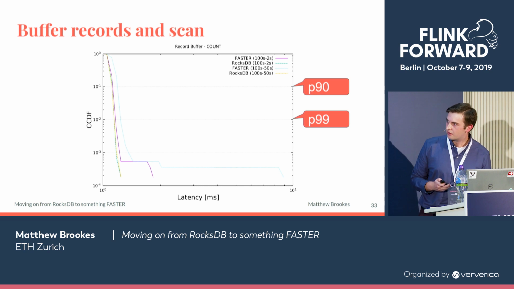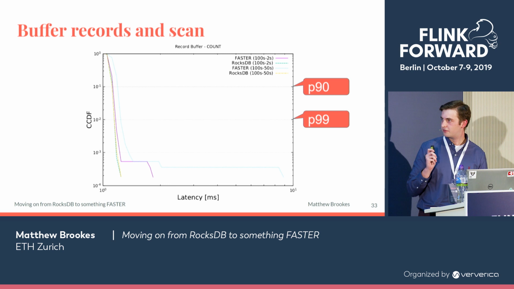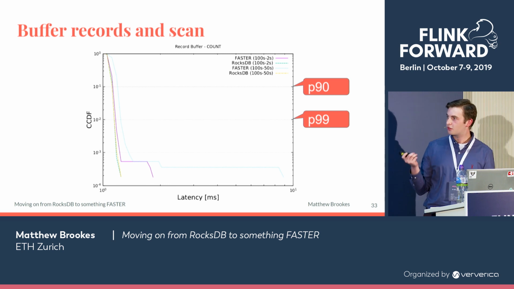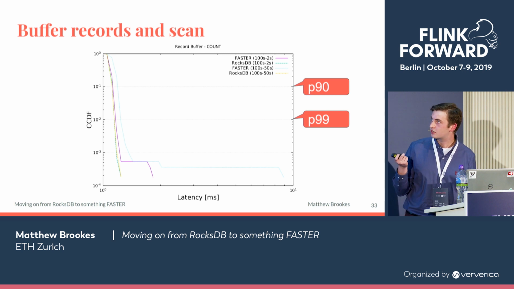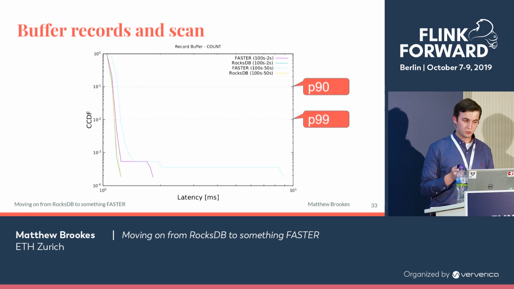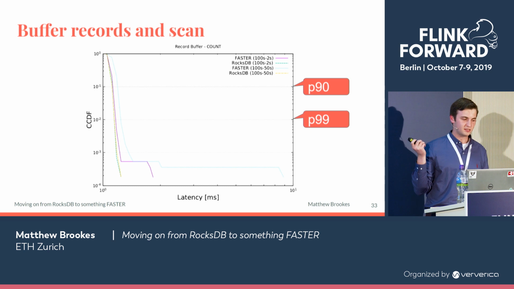So what this maybe not so clearly shows, let me say first what it is that we're comparing here in terms of the colors. That might be easier. So the green and the yellow colors we want to compare. Green and yellow are both RocksDB, sorry, and then purple and blue are both FASTER. So what this shows us here is that RocksDB is beating FASTER.